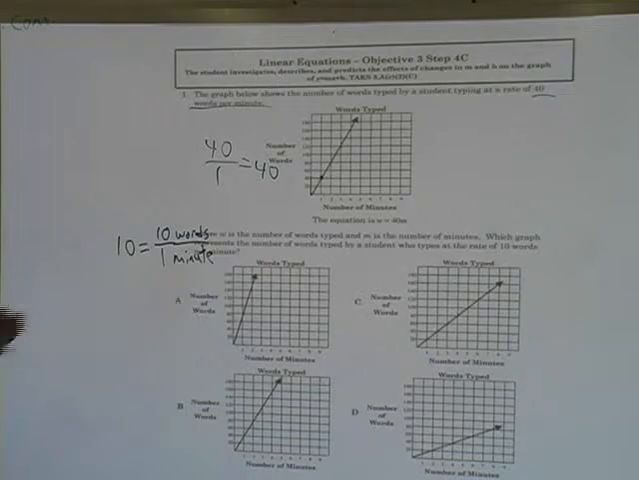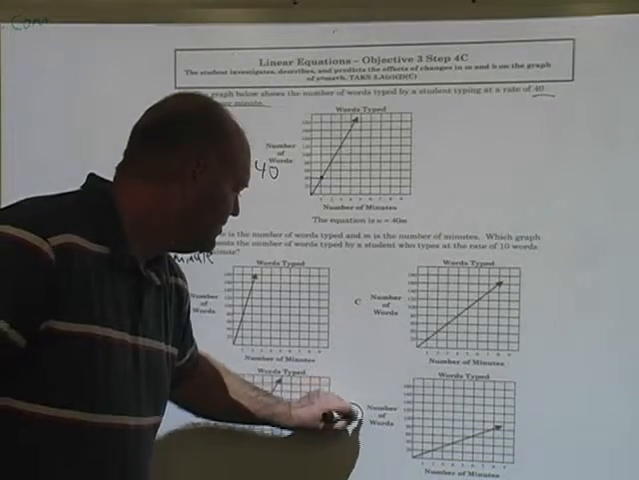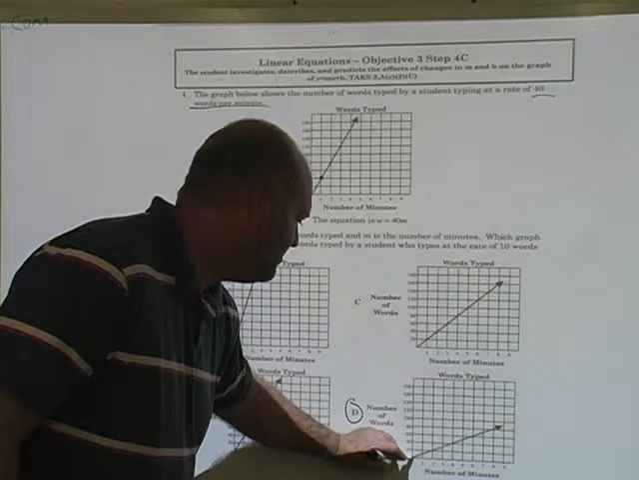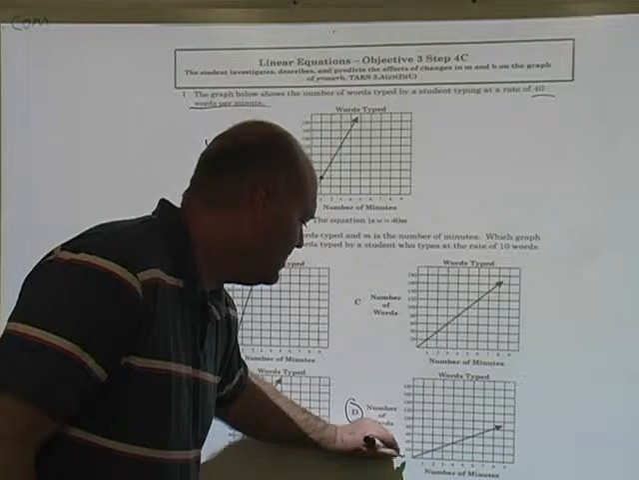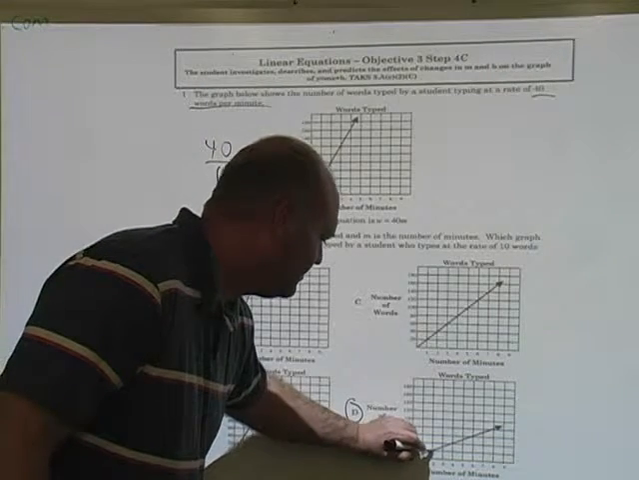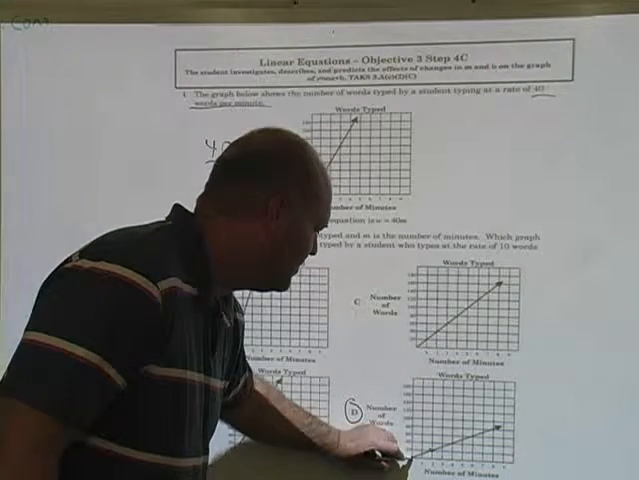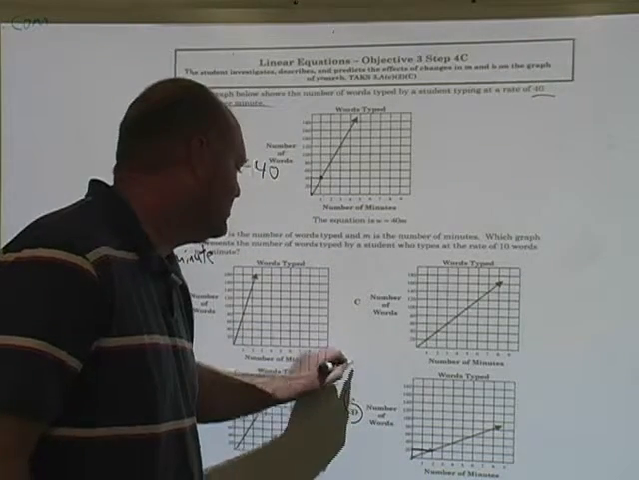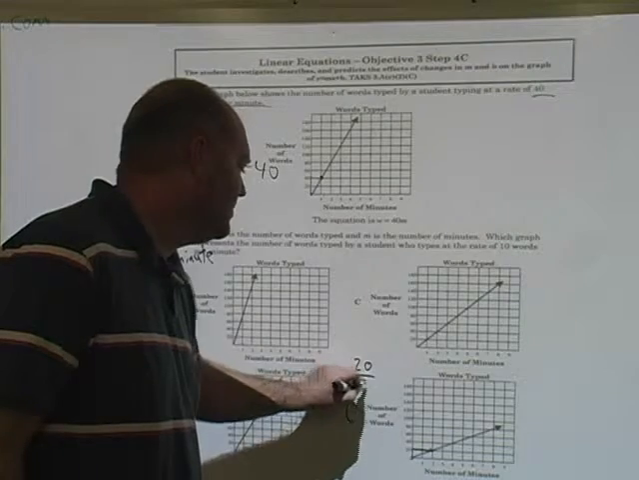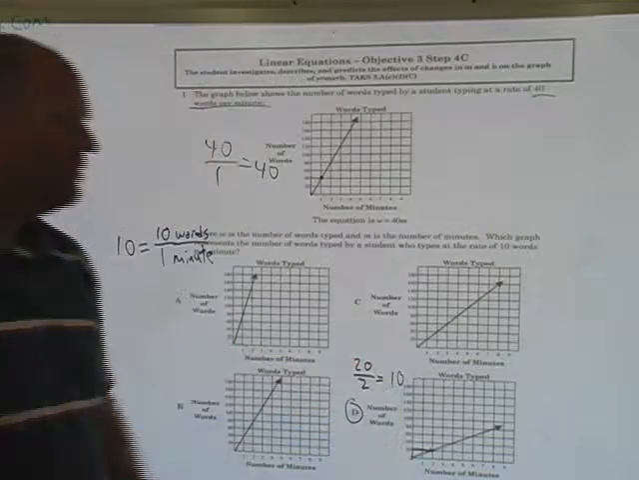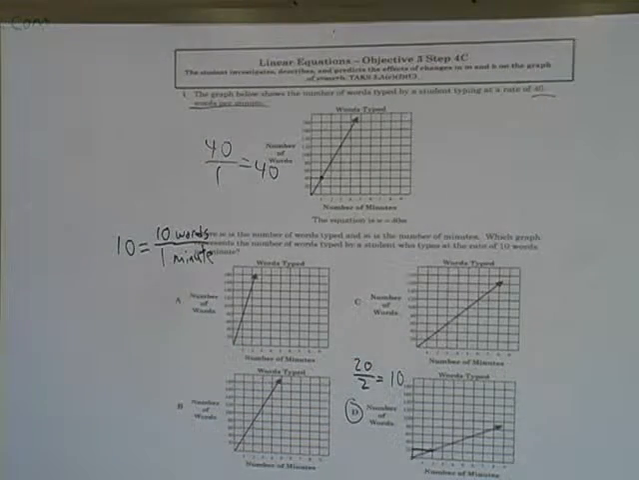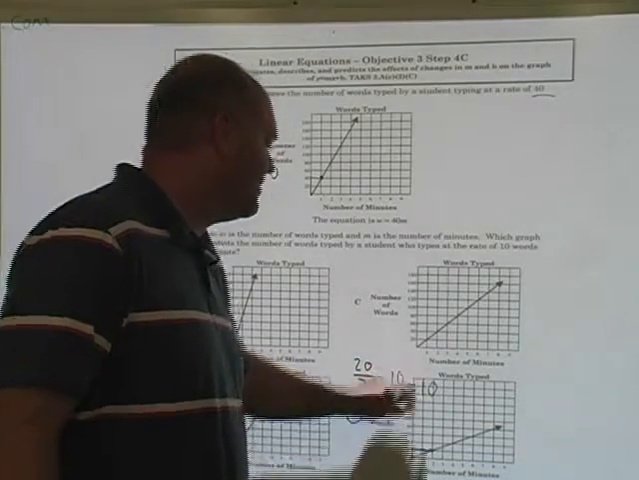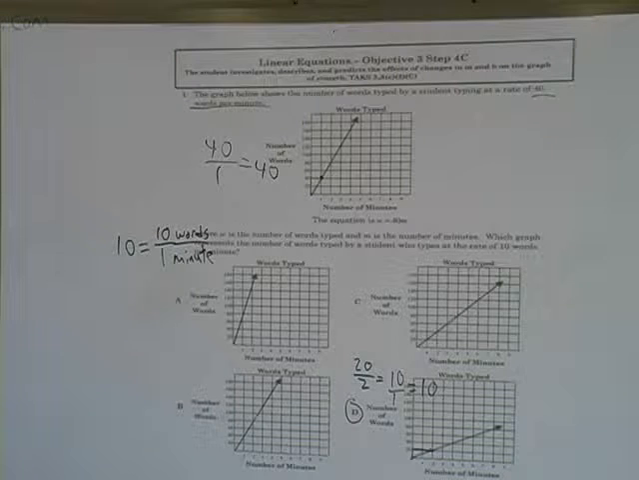If you look at your graphs, D goes up 20. Between these 2 points, it goes up 20 and over 2. Up 20 over 2. And that reduces to 10. 10 over 1, or just 10. Okay, so the answer is D.